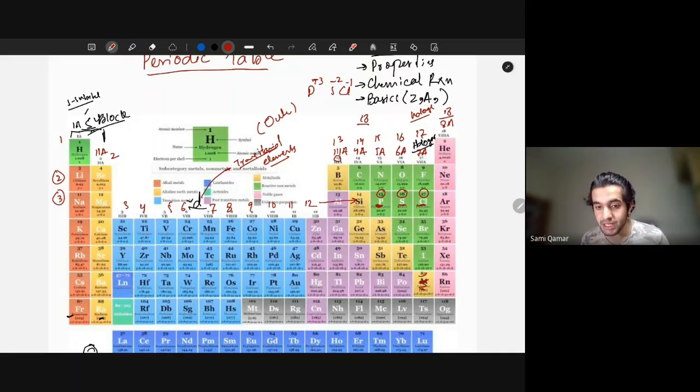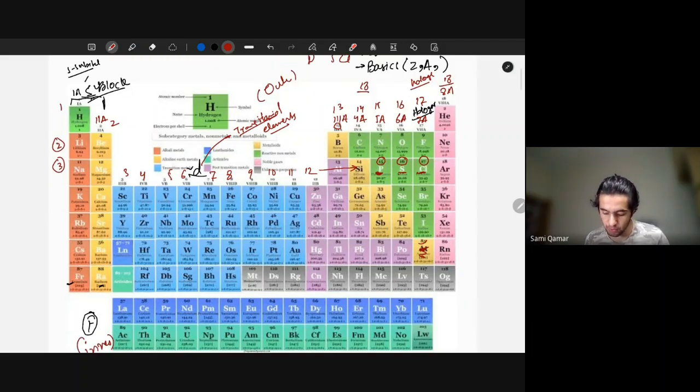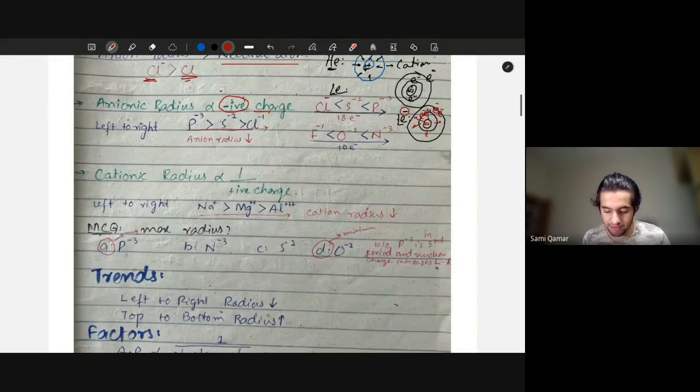But now the question here is, which one will be having greater anionic radius? I told you anionic radius is directly proportional to negative charge. So the one which is having bigger charge, minus 3, is the bigger one. It will be having greater anionic radius. Chlorine, sulfur, phosphorus, all these have 18 electrons because phosphorus gained 3 electrons, sulfur gained 2 electrons, and chlorine gained 1 electron. So this is why anionic radius decreases if we move from left to right.